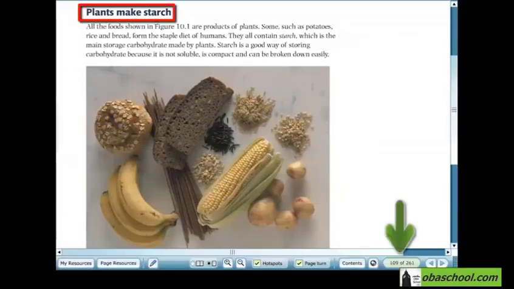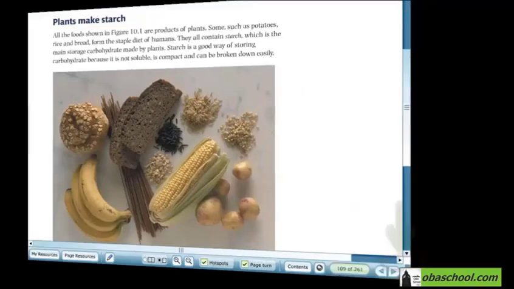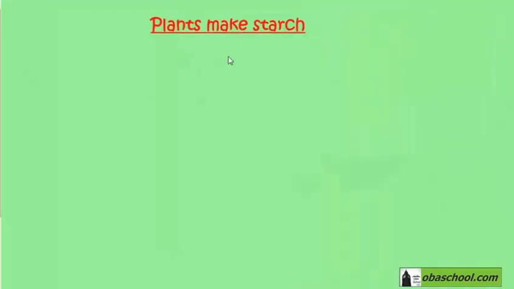Plants make starch on page 109. In this lesson, we are going to learn how plants make starch. One of the most important elements that a human being needs is carbohydrates. Carbohydrates have different forms and starch is one form of it. This starch is found in plants.